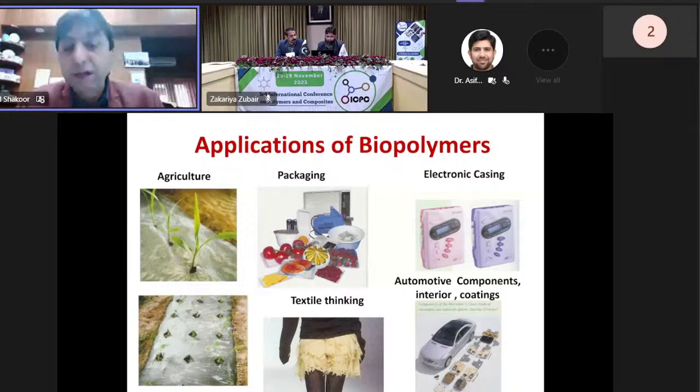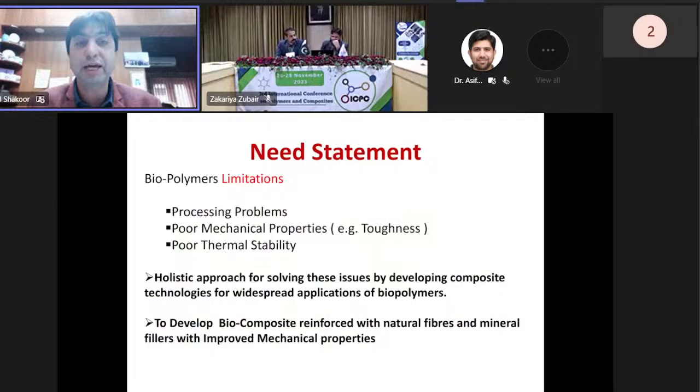There are different types of innovation taking place to use these materials in the electronic industry, automotive industry, and textile, but still we need to make these materials socially acceptable, technically competent, and economically viable. And that is where the challenge lies for these materials.